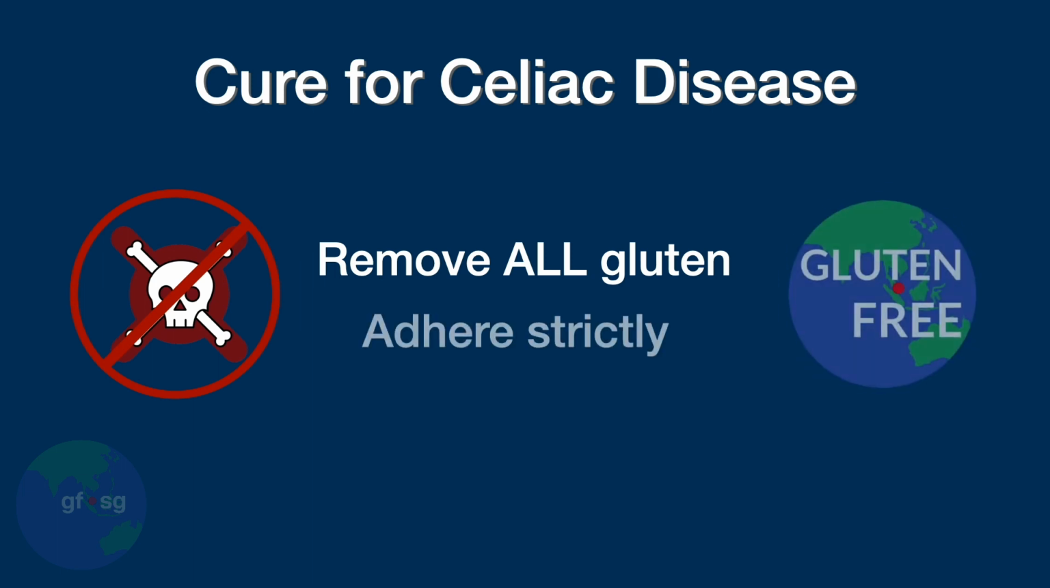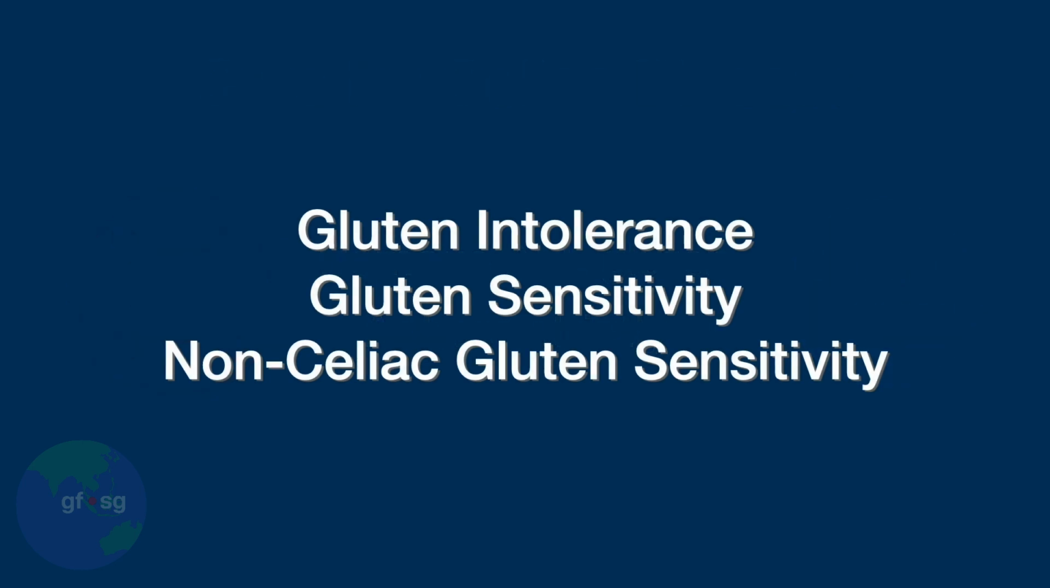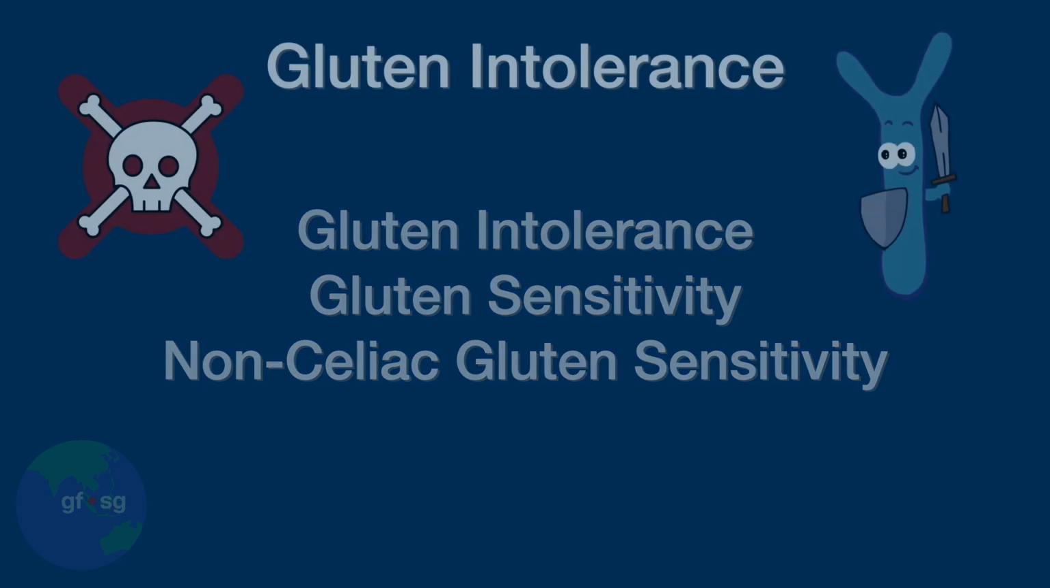The immune system will remain responsive to gluten for life. A strict gluten-free diet must be adhered to at all times. No cheating. It only takes a tiny amount of gluten to activate the gluten antibodies. Some people test negative for celiac disease, yet still experience unpleasant symptoms when they eat gluten. This is often described as gluten intolerance, or gluten sensitivity, or non-celiac gluten sensitivity. For this course we will use the term gluten intolerance for all three conditions.